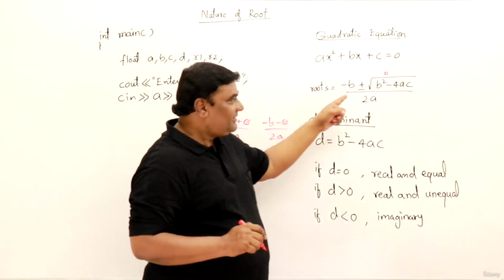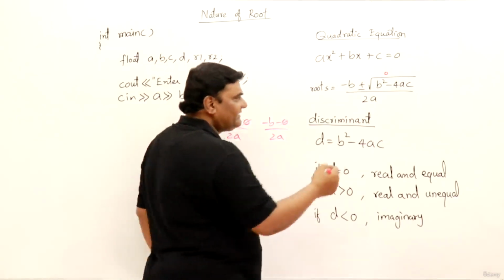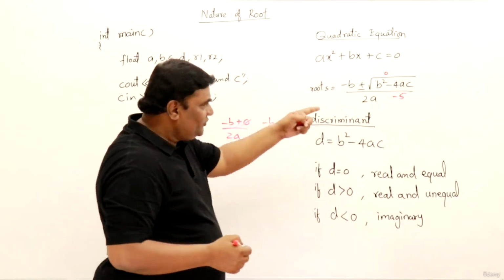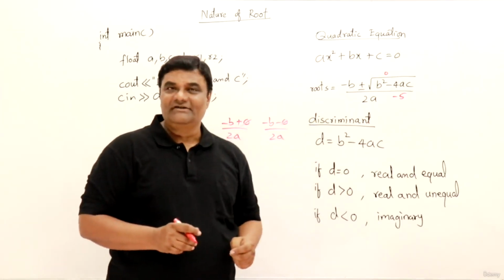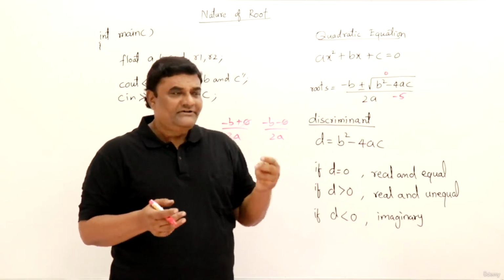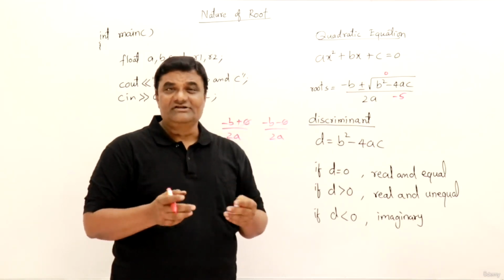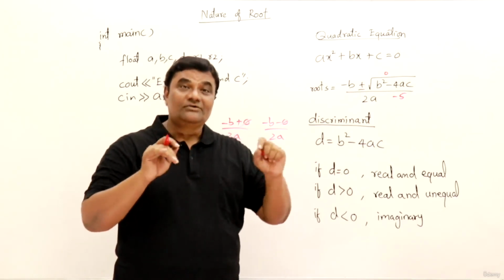Then one more thing. If that b square minus 4ac is less than 0, let us say, for example, we got minus 5. Do you know the root of minus 5? No, we cannot find the root of minus 5. So it means we cannot know the roots. What do you call a root of minus 1? We say the number is imaginary. We don't know the answer. We cannot find the roots.